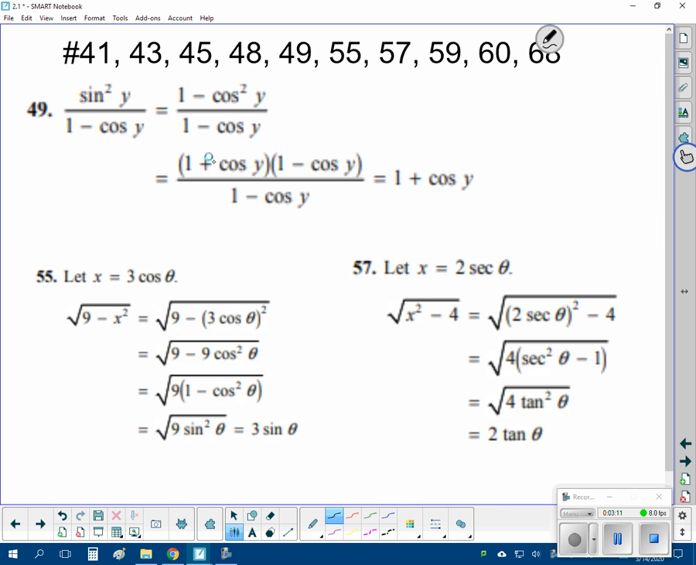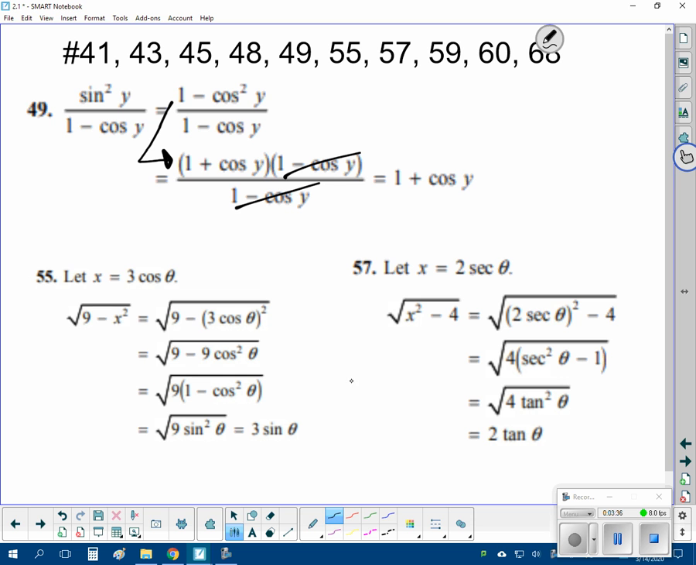Okay, 49. Sine squared, they replaced it with what it's equivalent to by the Pythagorean identity, 1 minus cosine squared of y. Then they factored the numerator. Okay, that's why we practice factoring, because sometimes that's going to help you simplify. It's a difference of squares, factors into that, and then 1 minus cosine of y's can cancel.